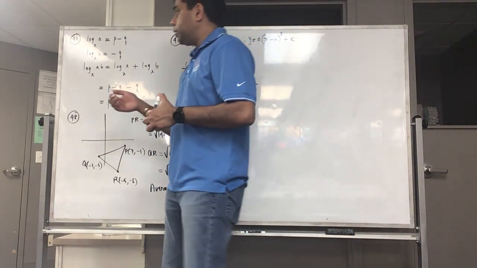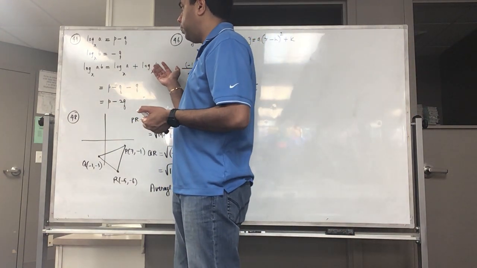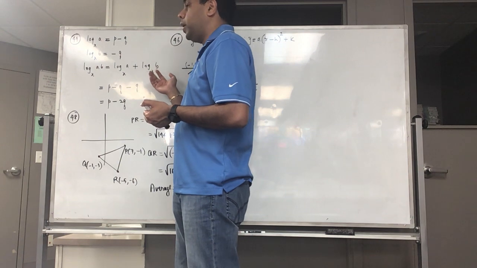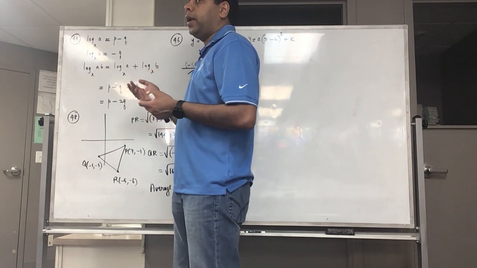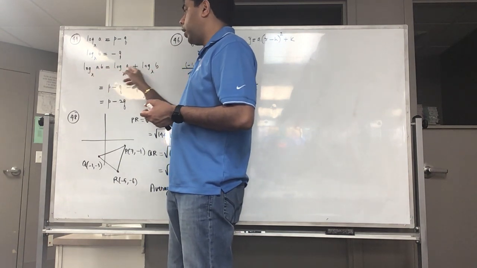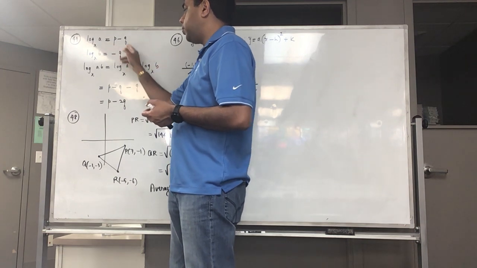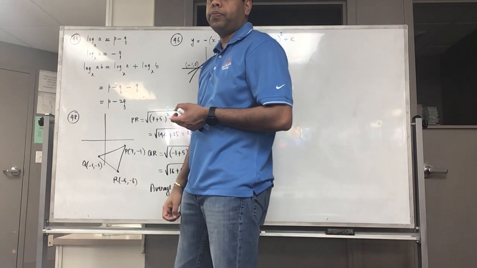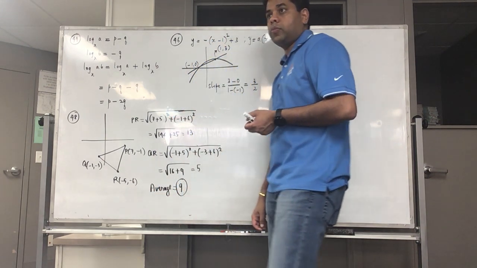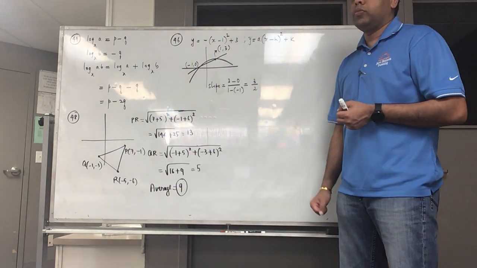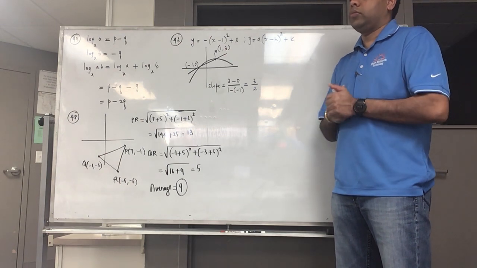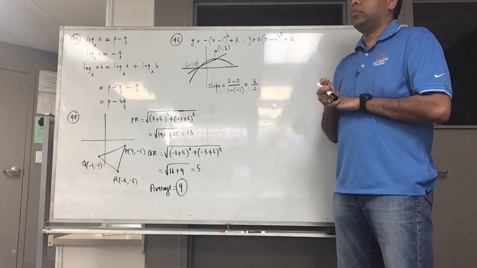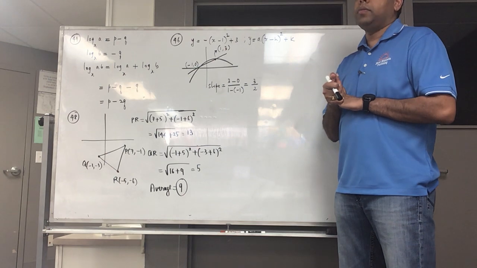Then there was a log problem: log A is P minus Q, log B is negative Q. They wanted you to find log AB. Log AB is equal to log A plus log B. Log A is P minus Q, log B is negative Q, so it's P minus 2Q. Make sense?